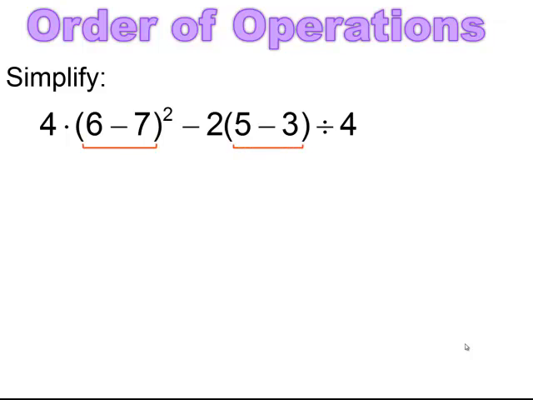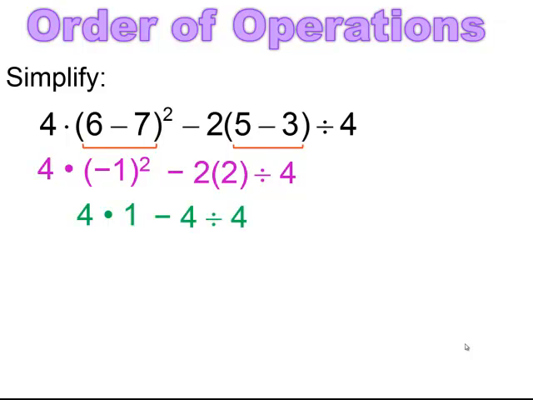So again, I'm doing the parentheses first. I get a negative 1 squared minus 2 times 2 divided by 4. I have to do that exponent. A negative 1 squared is a positive 1 minus 2 times 2 is 4 divided by 4. And then I have 4 times 1 is 4 minus 4 divided by 4 is 1. And then I have 3 as my solution.